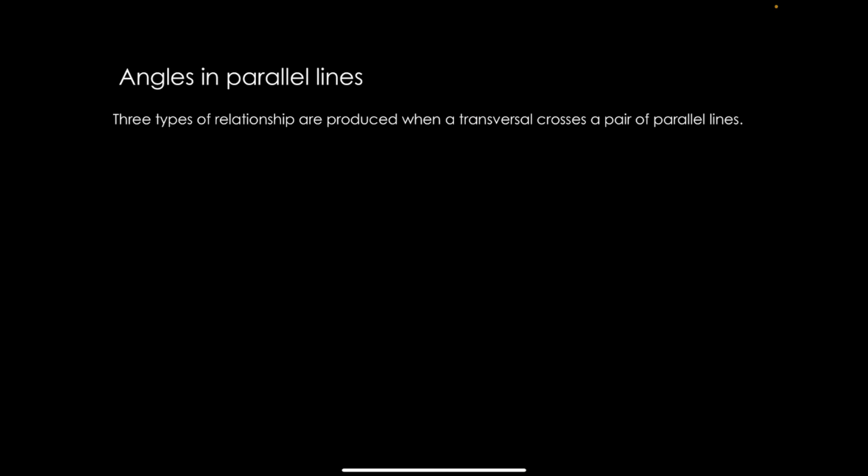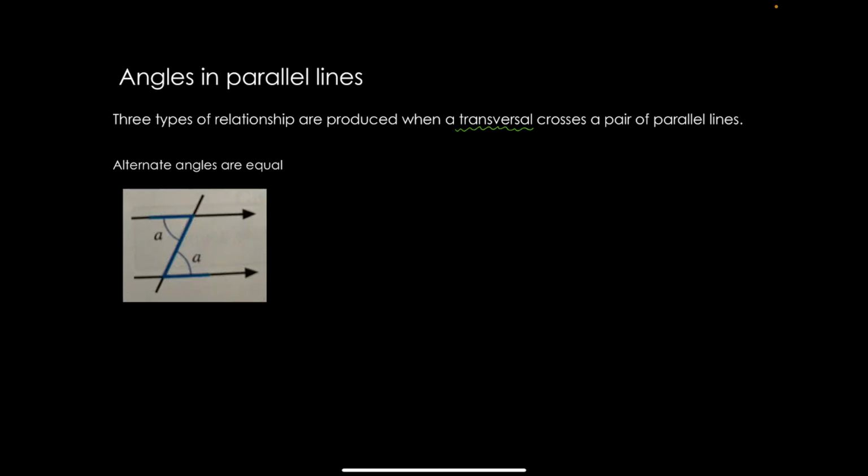Okay, so looking at some angles in parallel lines then. There are three types of relationship which are produced when a transversal crosses a pair of parallel lines. And what that means is, a transversal just means that a line goes through a pair of parallel lines, okay? So the first one is that alternate angles are equal. So can you see these are my parallel lines? One just there and one just there. And this line has crossed through them.